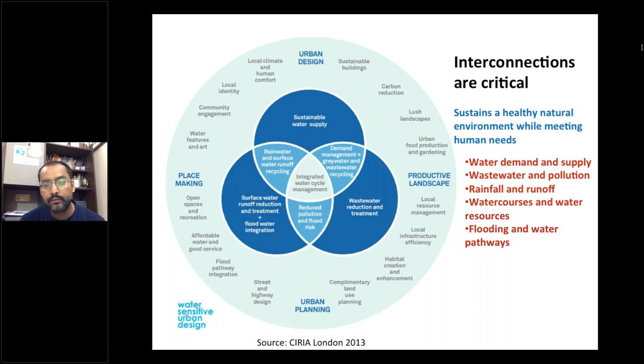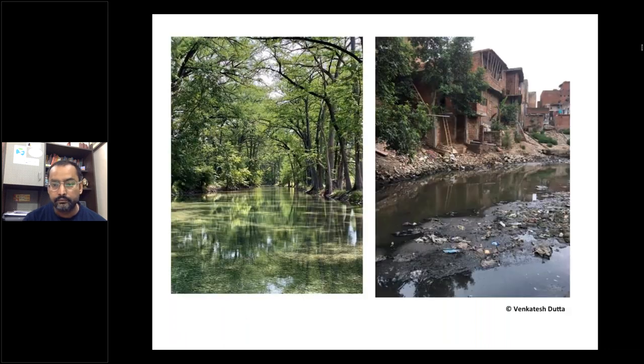We used to have Musabagh forest, we used to have Janakipuram forest and the Pipraghat cantonment forest. They were all together. They were not fragmented forest. If you see the historical maps, they were all connected. Anyways, so these interconnections are very critical. Water demand and supply, wastewater and pollution, runoff and the amount of rainfall, the water courses that you have in your fabric, in your city, and the flooding and water pathways, very important for future cities.